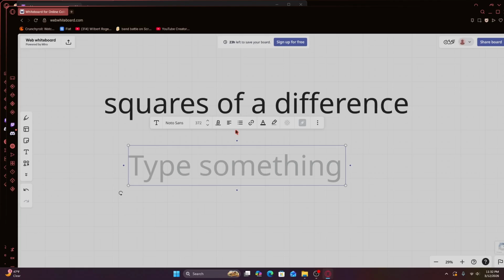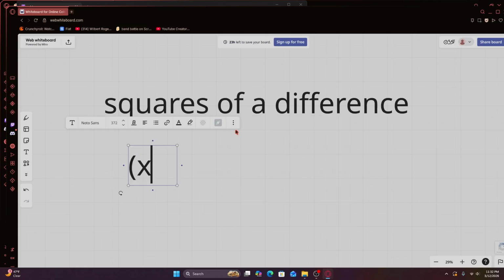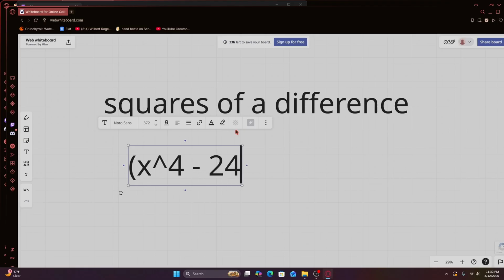Here's a good one. X to the 4, minus, differences. So x to the 4 minus, let's say, 25. Everybody knows 25 is a perfect square, right? So, this binomial.